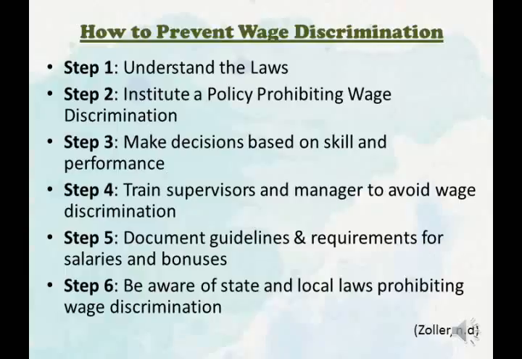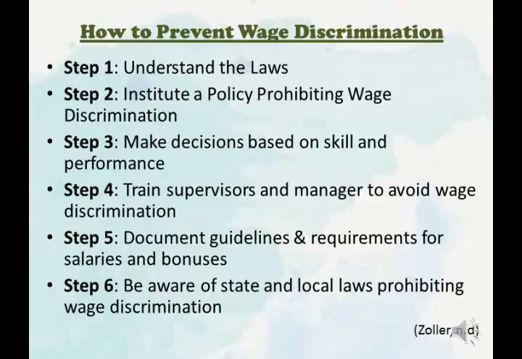Step 5: Document guidelines and requirements for salaries and bonuses. Employers should make sure that any salary guidelines or requirements for any bonus, whether it is based on merit, productivity, sales, or commission, are well documented and based on fair, objective, predictable, and measurable criteria.